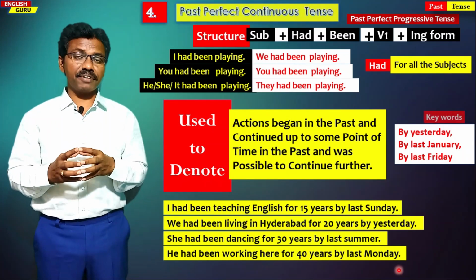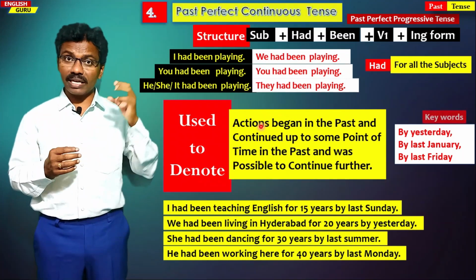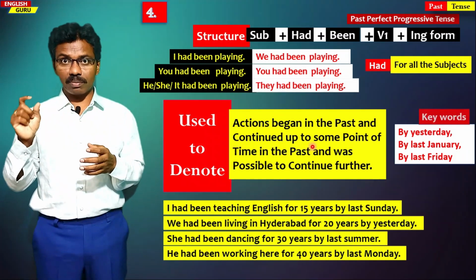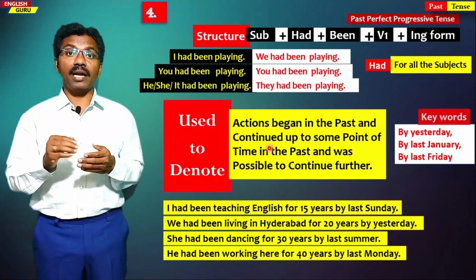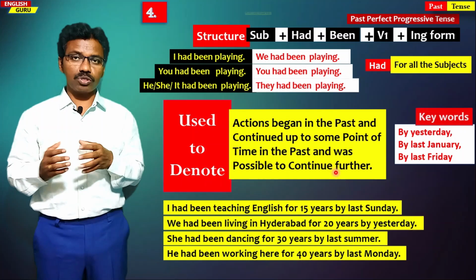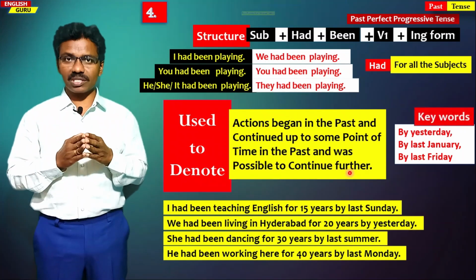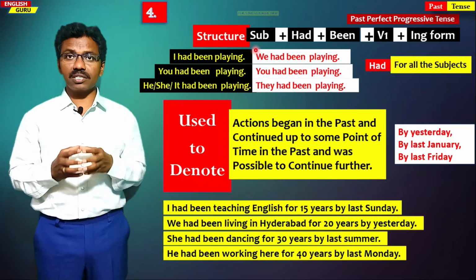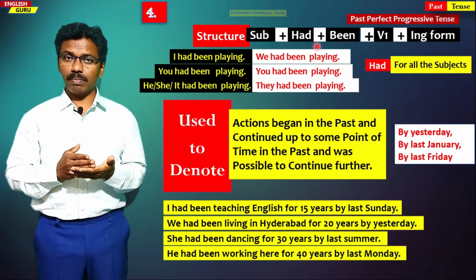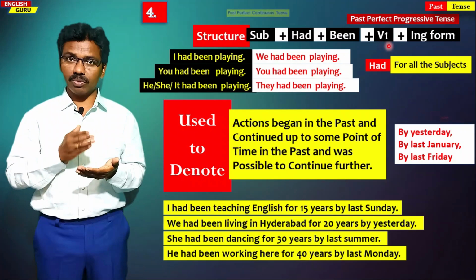So past perfect continuous tense is used for all the actions that began at some point of time in the past, continued up to some point of time in the past, and may continue further also. For such kinds of situations, we use past perfect continuous tense. And the structure of a sentence in past perfect continuous tense is subject plus had plus been plus verb 1 plus ing form.